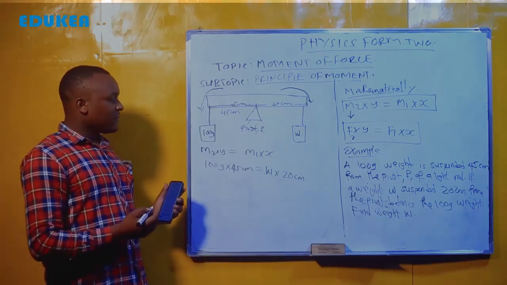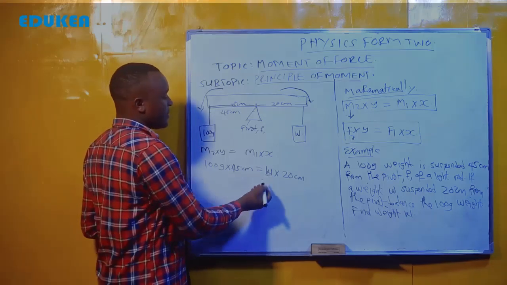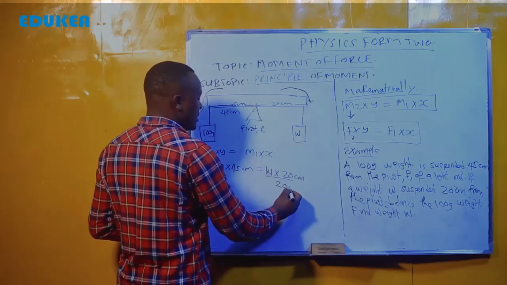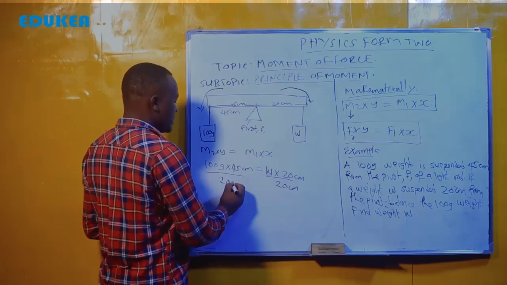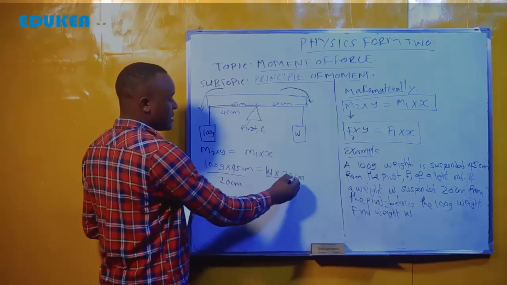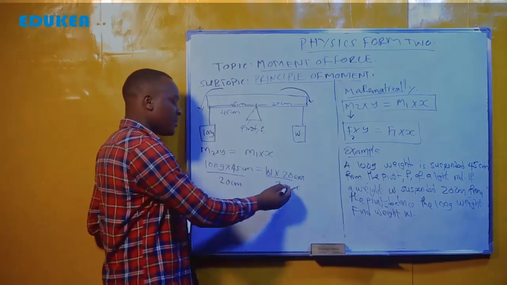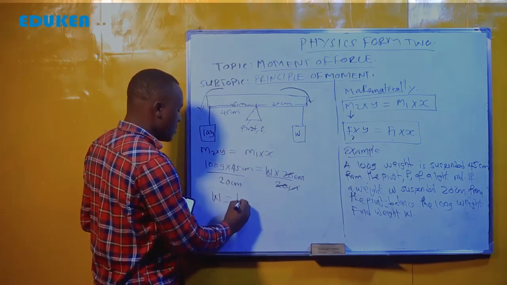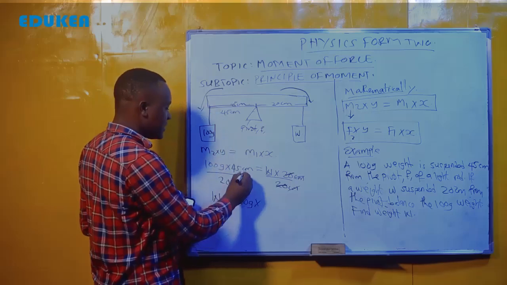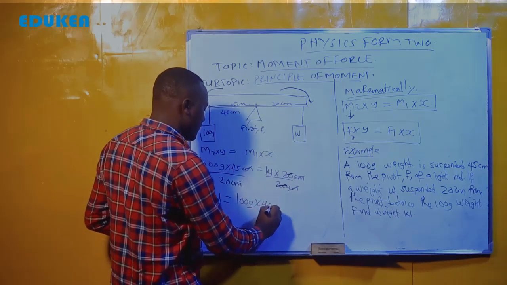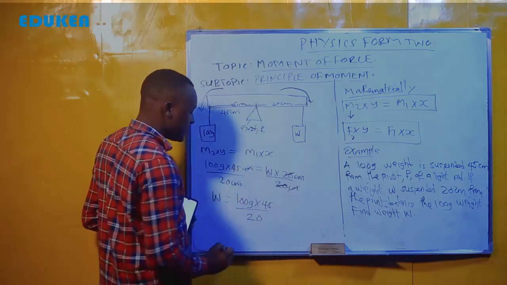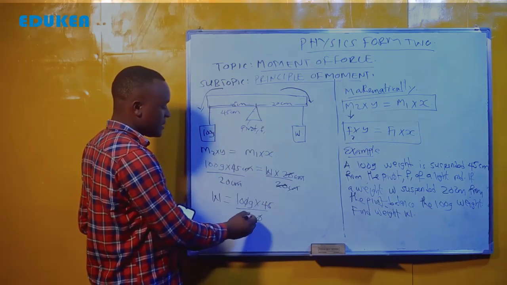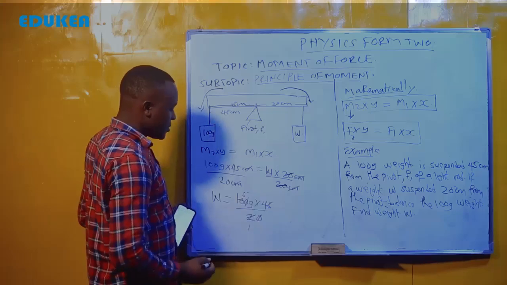For instance, we are required to find the weight W is equal to how much. So now you will divide by 20 centimeter both sides. Centimeter and centimeter will cancel out. Also 20 and 20 will cancel. So it will remain W is equal to 100 gram times the 45 over 20. So if you look, 0 and 0 will cancel, 2, 1, 2, 5. So it will be 5 times the 45.